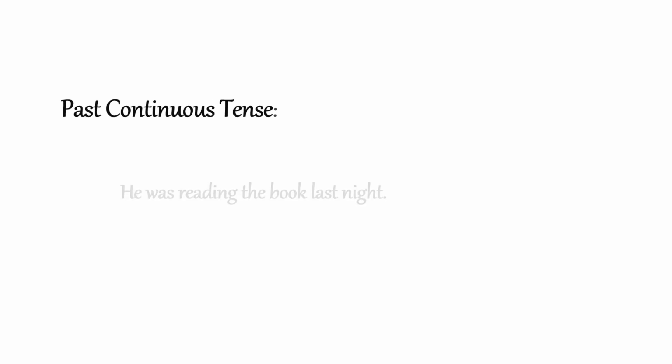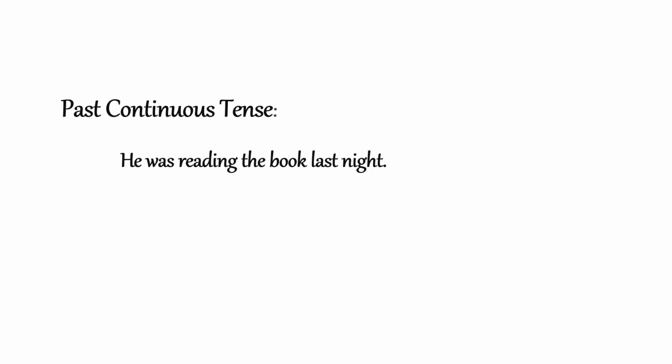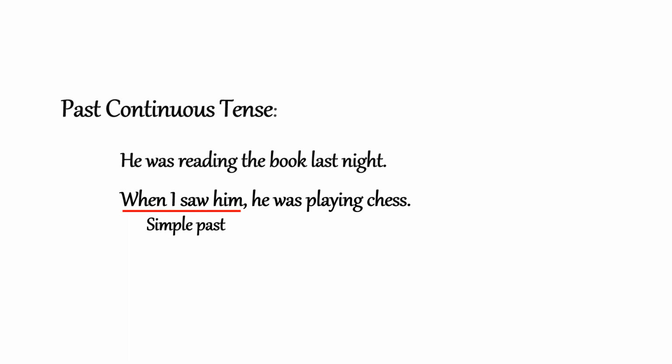Past continuous tense is used to indicate an action going on at some time in the past. Example, he was reading the book last night. See this example, when I saw him, he was playing chess. Here you can see two actions. Past continuous and simple past are used together when a new action happened in the middle of a longer action. Simple past is used for the new action.